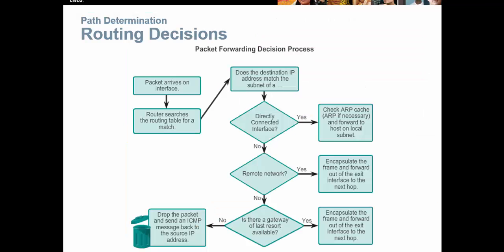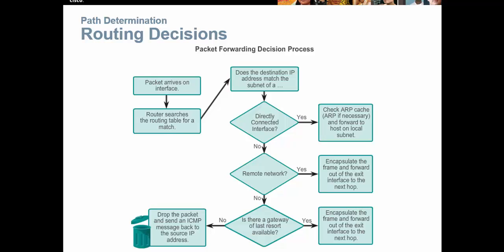Now the routing decisions, we have to look at the packet forwarding decision process. It's going to use one of 3 path determinations: either directly connected network, remote network, or no route determined. So there is a method to the madness. The packet arrives at the interface. The router searches the routing table for a match. Does the destination IP address match the subnet?